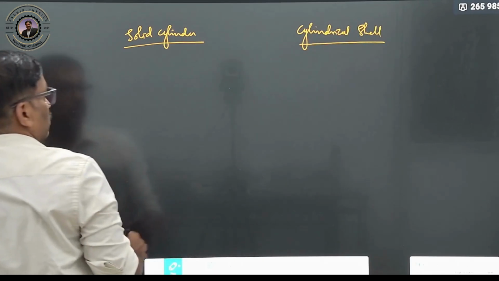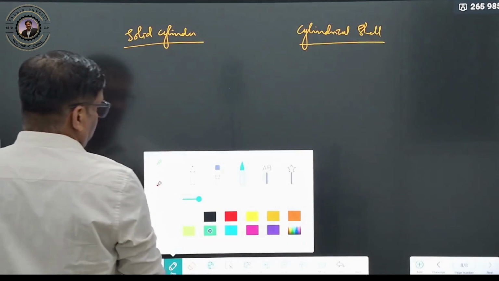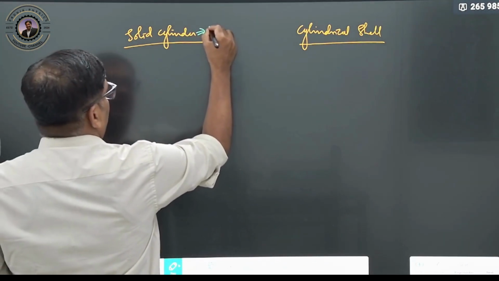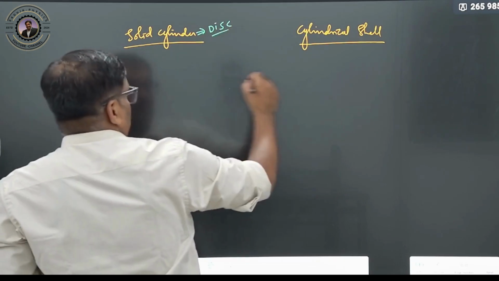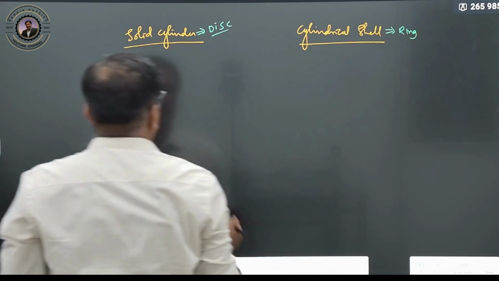Clear? So solid cylinder means what? A solid cylinder is nothing but, if you cut it, it gives us a disc. That means if you arrange all the discs in one order, it will form a solid cylinder. Similarly, cylindrical shell means what? If you arrange all the identical rings, it will form a cylindrical shell. So solid cylinder you can remember as a disc, and cylindrical shell you can remember as a ring. Exactly the same.